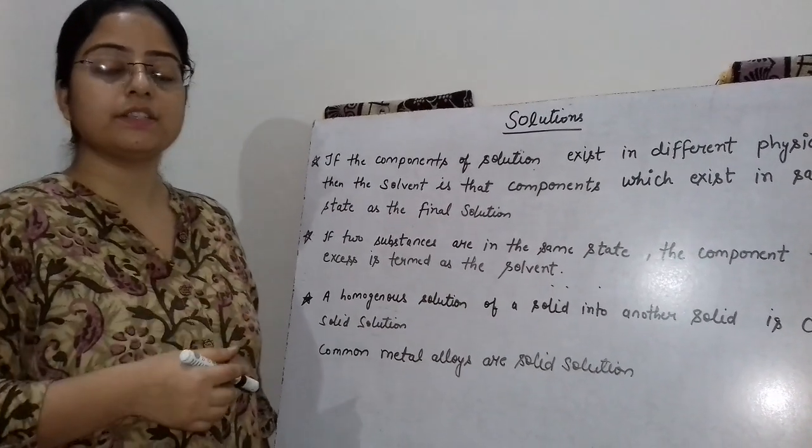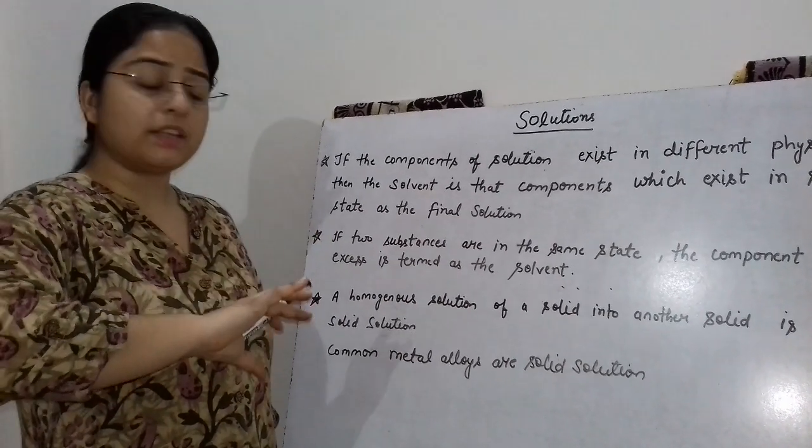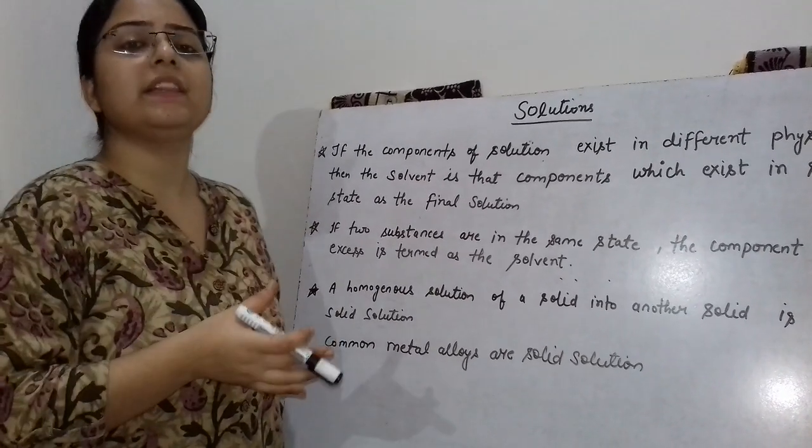Now what are alloys? An alloy is formed by combining metals.